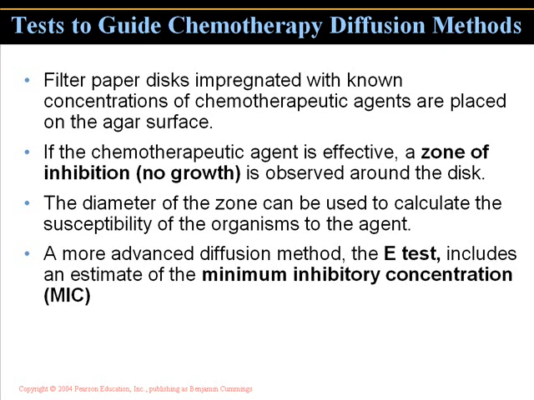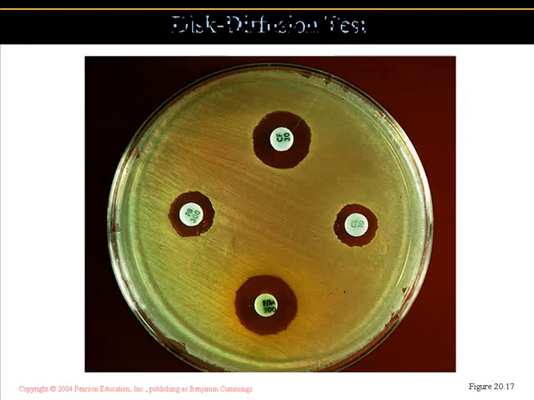The antibiotic that's been impregnated into this small little paper disc, this coin-sized disc, would be observed around the growth area. The diameter of the zone is used to calculate the susceptibility of organisms to an agent. There are more advanced studies that are done as well that help to estimate the minimum inhibitory concentration of organisms.